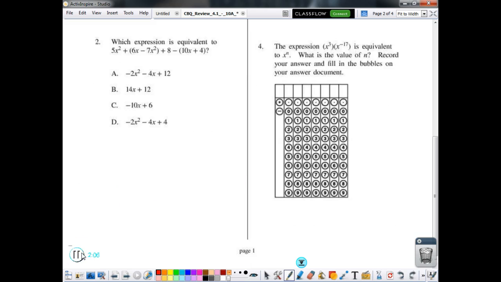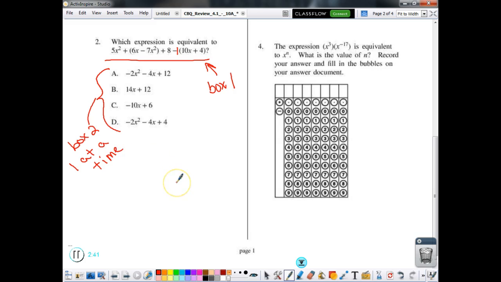Okay, number 2, which expression is equivalent to, and they give you this expression right there. So same thing. You either combine all your like terms, and be careful with this negative one, right? You have to distribute the negative one, but all the plus are fine. Or, like we just talked about, equivalent means you put this in box 1, and one at a time put these in box 2. And whichever matches exactly is your answer.